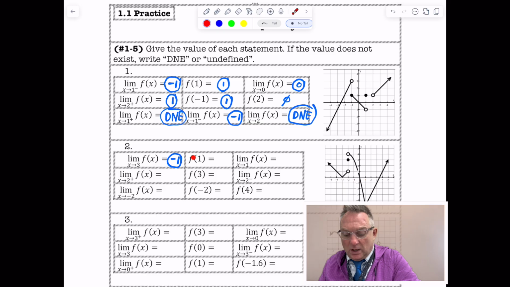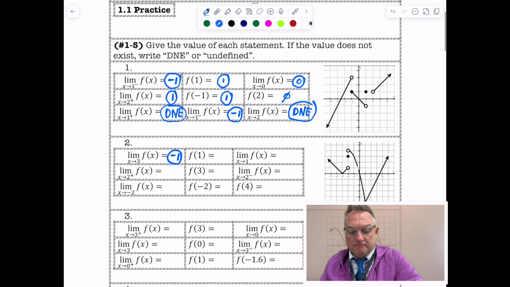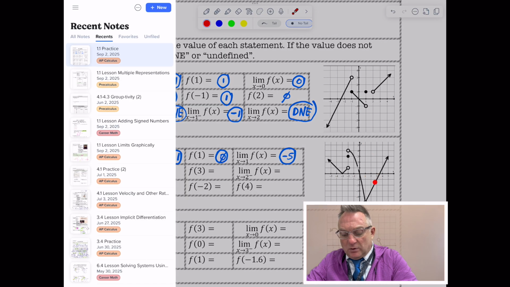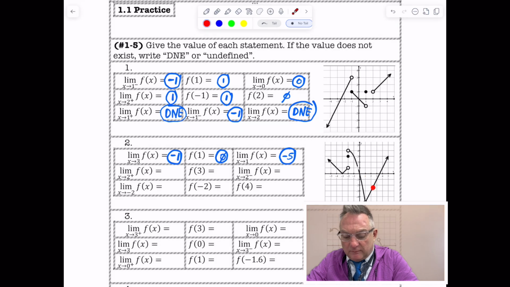And then they want the function value for 1. So when I go over to 1, oh, undefined. And then what's the limit when it approaches 1? Well, it's not defined at 1, but it approaches from both sides. It approaches that y value of negative 5. And then next row, what happens when we approach 2 from the positive side? Here's x equals 2. From the positive side, it approaches, and it's equal to the negative 3.